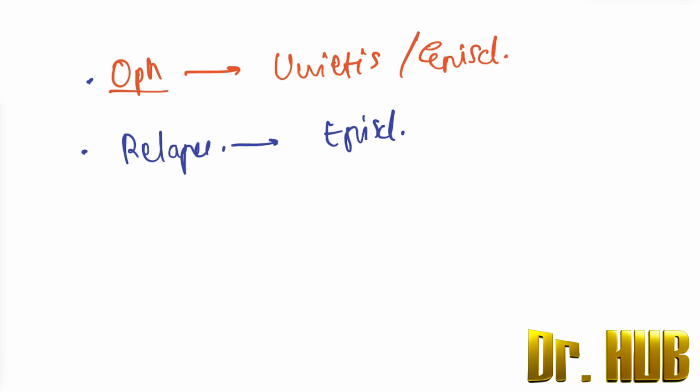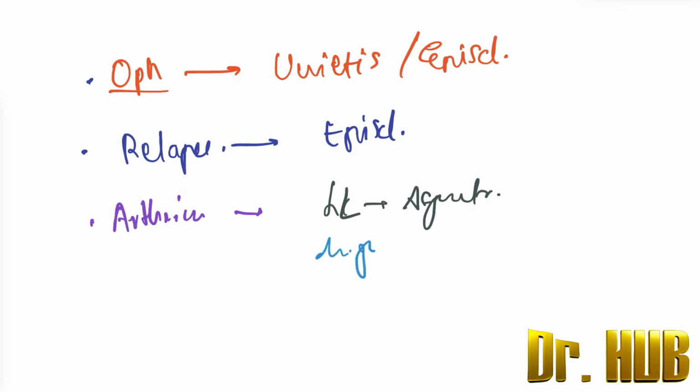Then the feature of arthritis in IBD. So feature of arthritis in IBD is going to include the lower limb asymmetric. So lower limb will be asymmetric and migrating peripheral pauci articular.